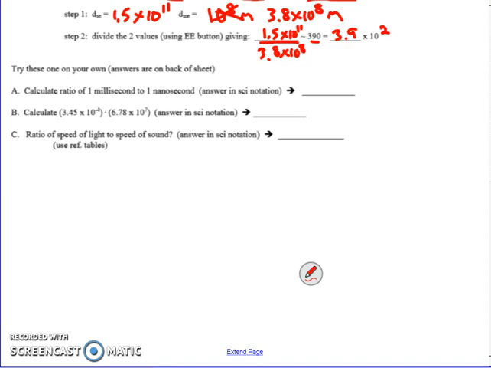Okay, it shouldn't take you more than a few minutes. You will need to use reference tables for part C, but the other ones, even maybe part A. And the answers are in the back. So once you're done, check in the back, see if you got them right. If you didn't, do it again. And if you still can't figure it out, again, ask me in class.